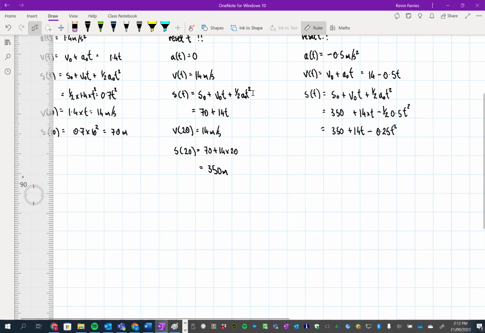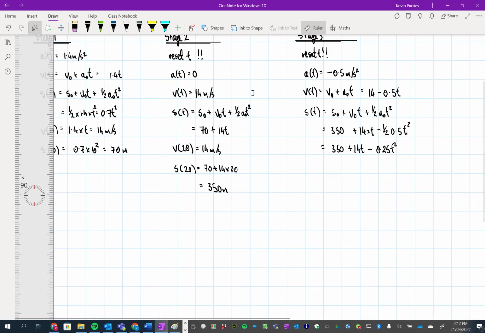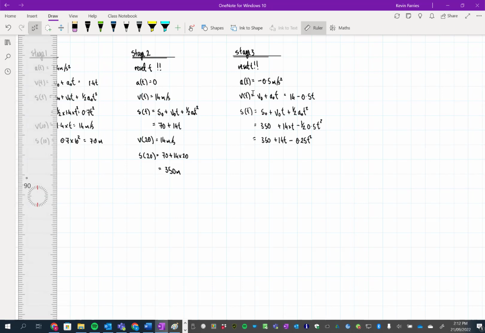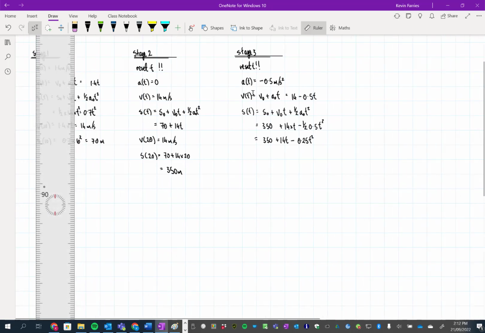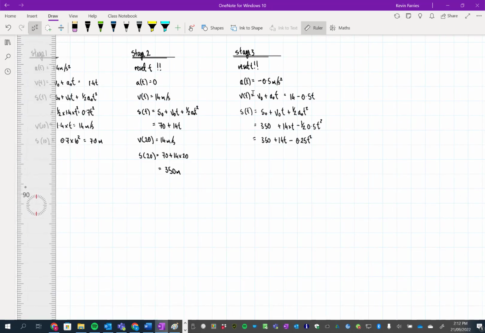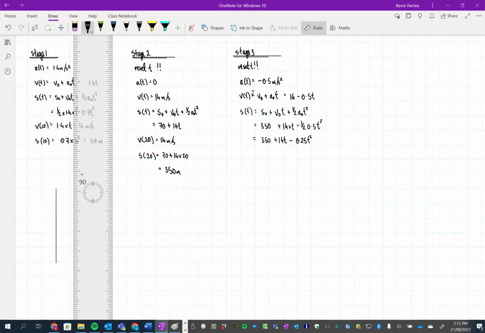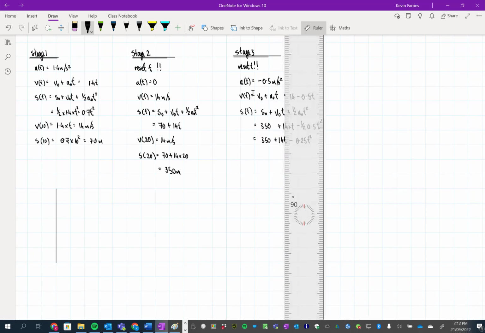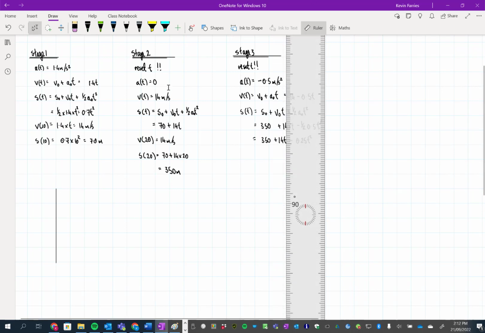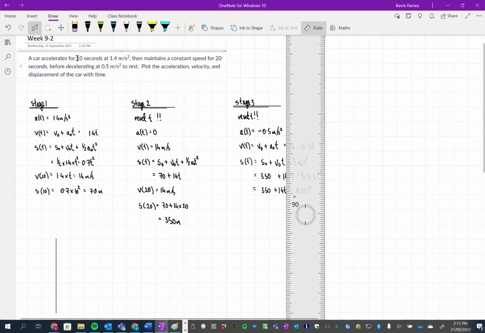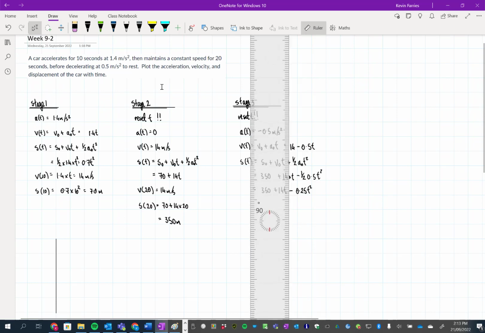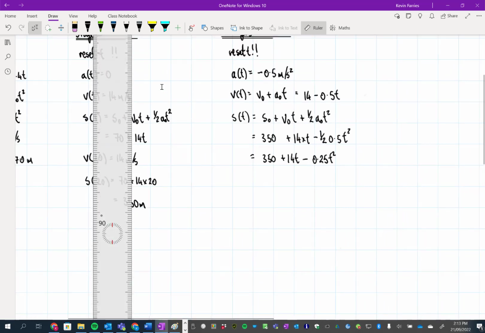So we've figured out, I might just zoom out a little bit so I can keep those in shot. So for our acceleration first, and how many seconds are we going for altogether? So the first stage is 10 seconds, second stage is 20 seconds, and then we don't know the length of time for the last stage, we just know that the velocity reduces to 0. So I think it is worth figuring that out.